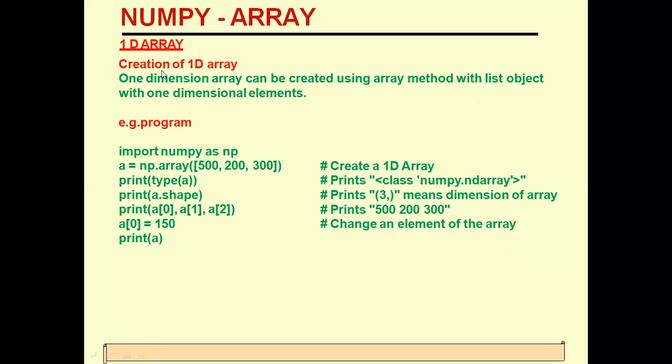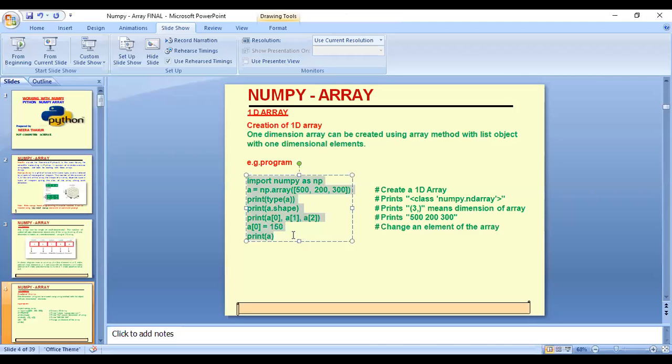A one dimension array can be created using the array method with a list object with one dimension array elements. Here see the program. This program I am going to run in a Jupyter notebook. So see here, this is the same program I am going to run.